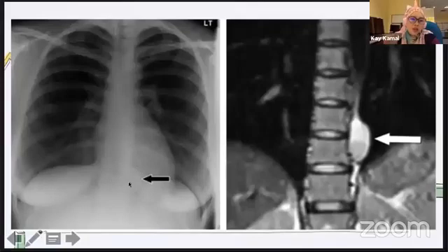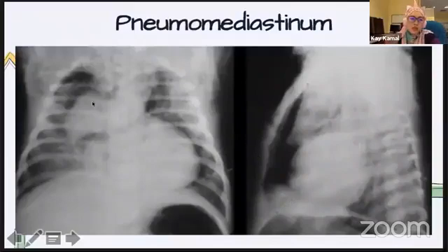It's just supposed to be like one line nicely going down like that. And when you do the MRI in the coronal format, we can see that there's a left paraspinal mass. In this case, it's a neurogenic tumor. Okay, so we're done with masses. We'll just go to pneumomediastinum for a bit.